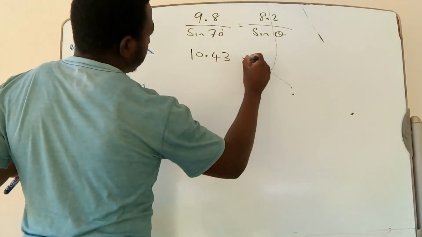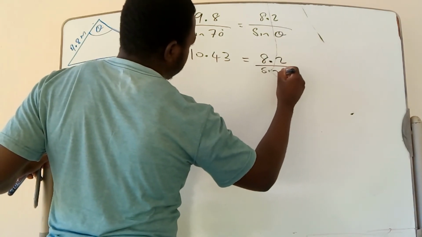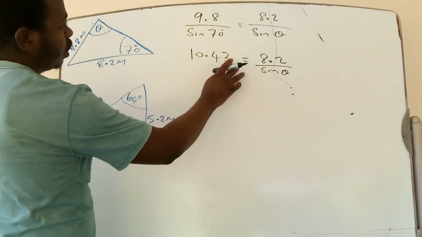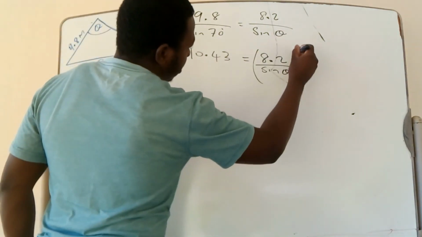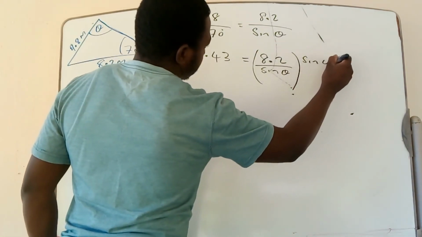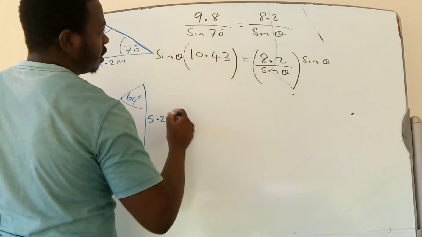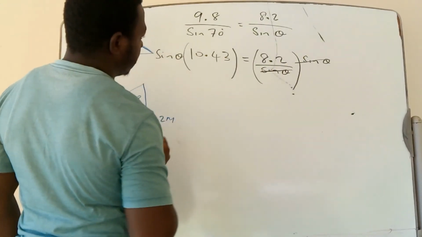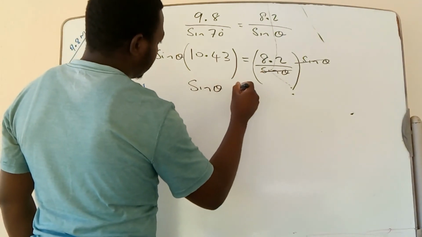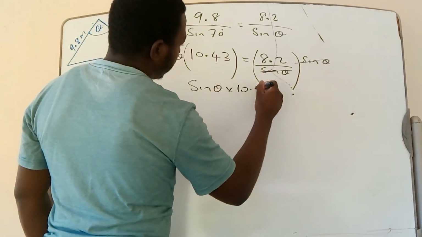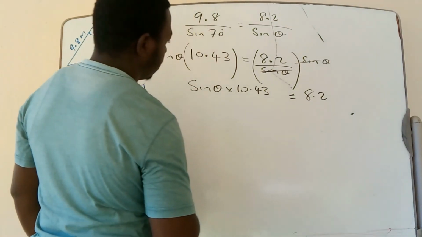Now this is equal to 8.2 all over sine of theta. How are you going to get sine of theta by itself? Multiply both sides by sine theta. So multiply this side by sine theta, also multiply this side by sine of theta as well. Sine of theta cancels out sine of theta. All you're left with is sine of theta times 10.43 is equal to 8.2.